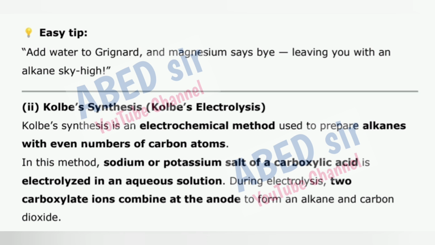2. Kolbe's synthesis, Kolbe's electrolysis. Kolbe's synthesis is an electrochemical method used to prepare alkanes with even numbers of carbon atoms. In this method, sodium or potassium salt of a carboxylic acid is electrolyzed in an aqueous solution. During electrolysis, two carboxylate ions combine at the anode to form an alkane and carbon dioxide.